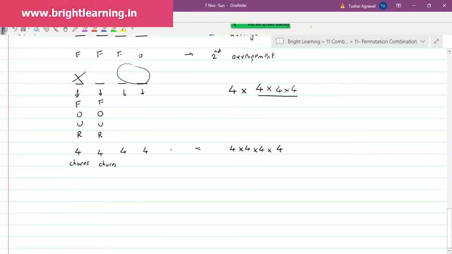4 into 4 into 4 into 4. So this will be equal to, this is not 4 factorial, this is 4 to the power 4, or you can say this to be equal to 256.